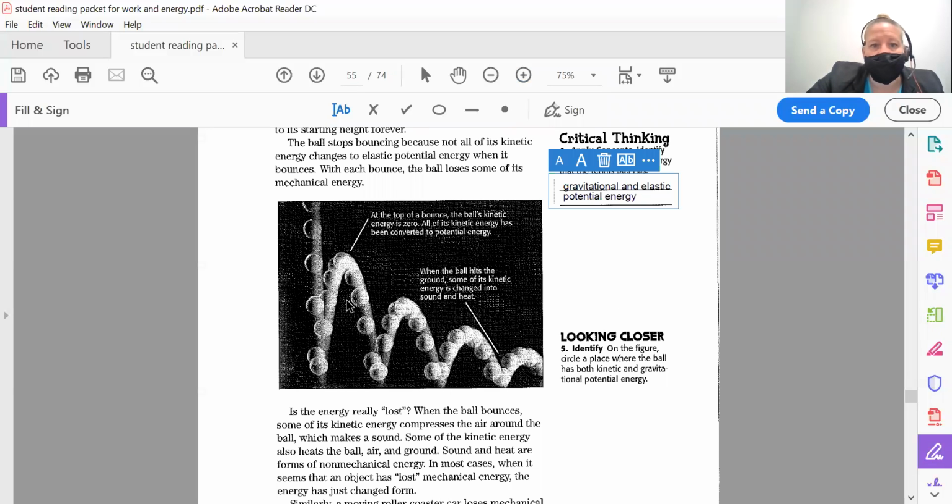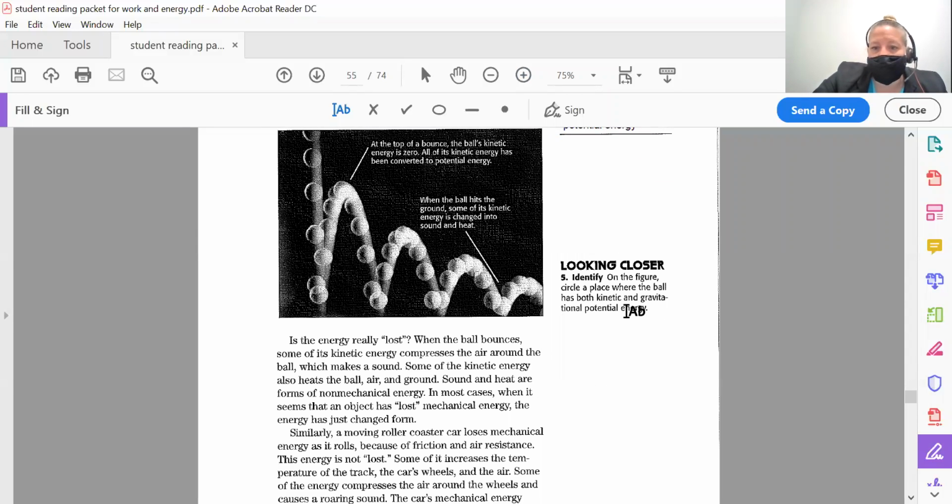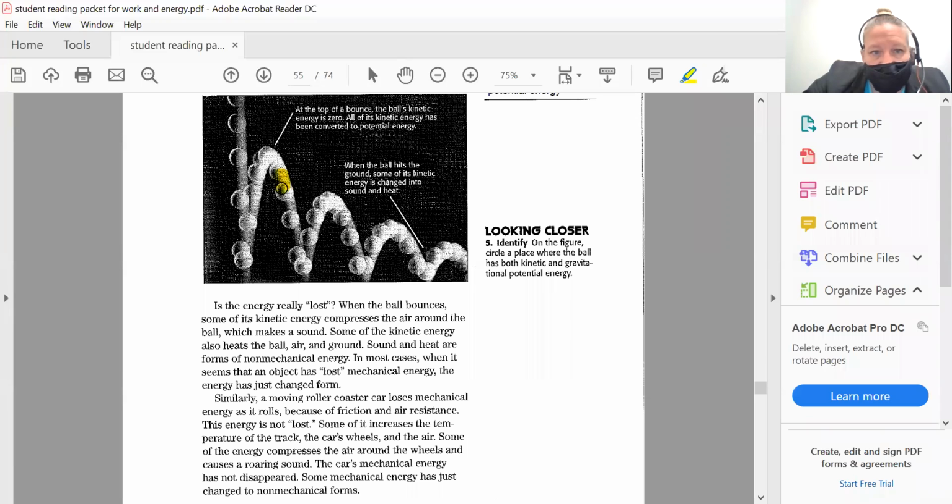Okay, so it's going to have both the gravity that pulls down on it and that elastic spring back, which is potential energy. On the figure, place a circle where the ball has both kinetic energy and gravitational potential energy. There are a lot of points here that can have both. Any point along here, it is moving and it hasn't touched the ground. Once it touches the ground, then no, it doesn't have gravitational potential energy, and we're not going to be at the very top. So all of these points, besides the bottom and the top, have both gravitational potential energy and kinetic energy.